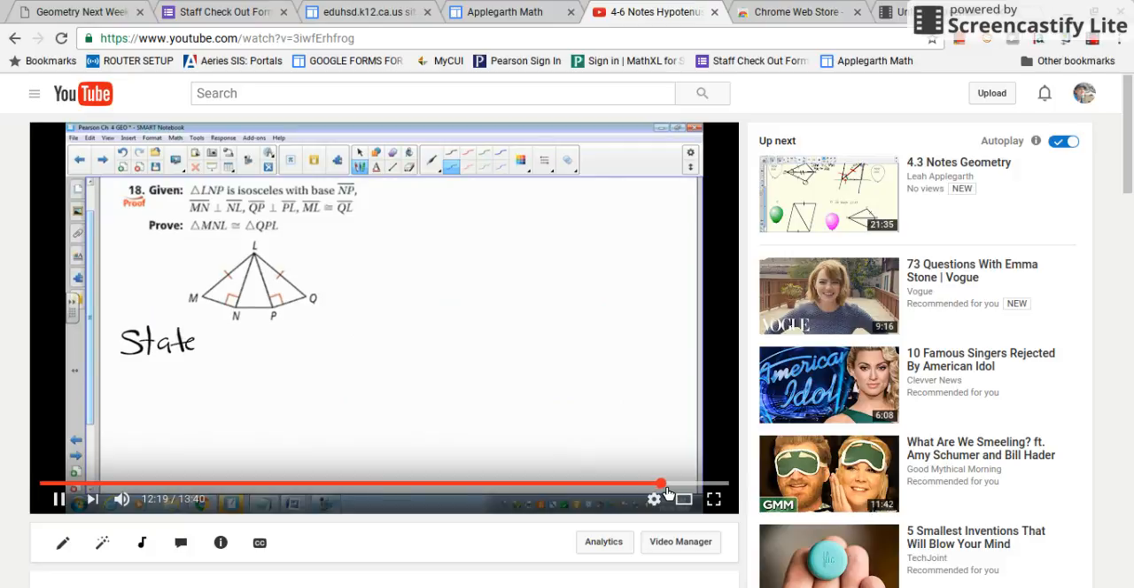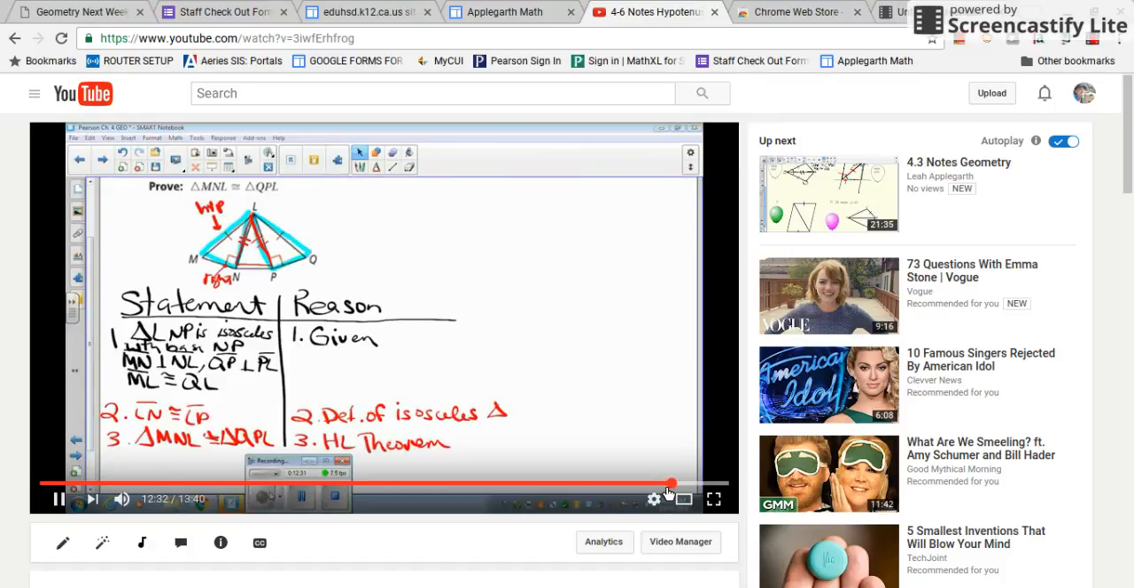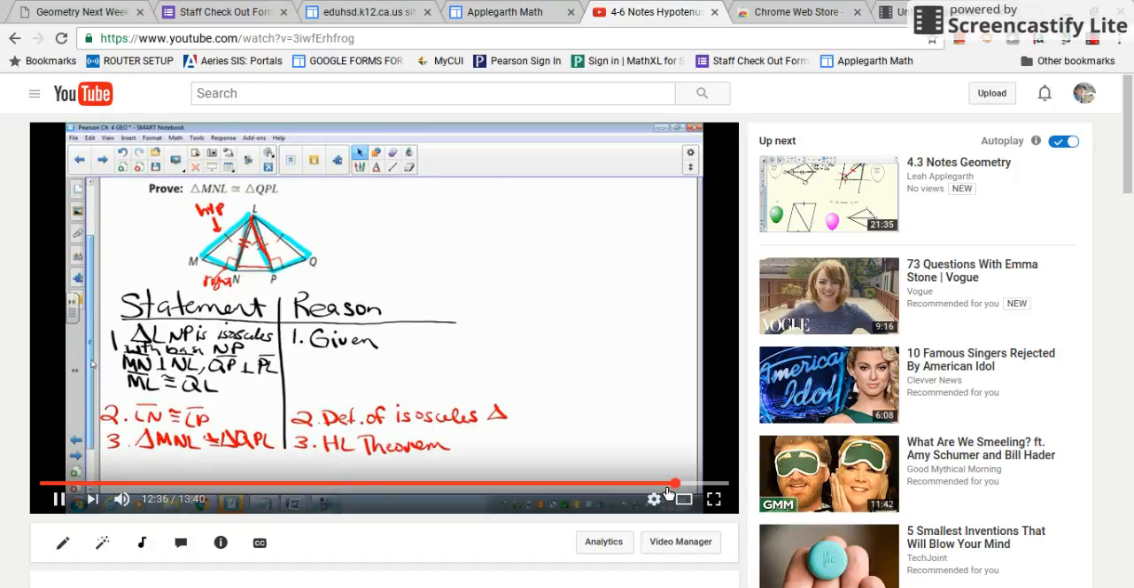All right, so you guys, real quick, this is just bonus information. This is number 18 from your homework assignment. So it's asking us to prove that triangle MNL is congruent to triangle QPL.